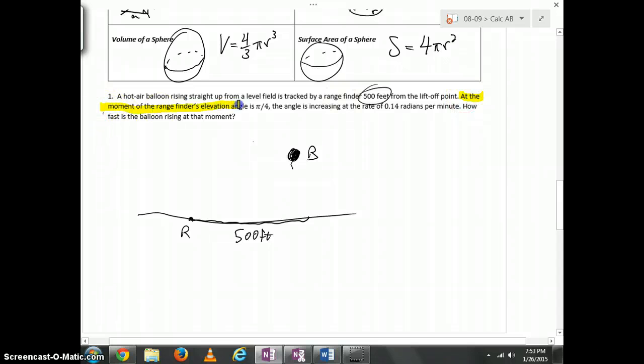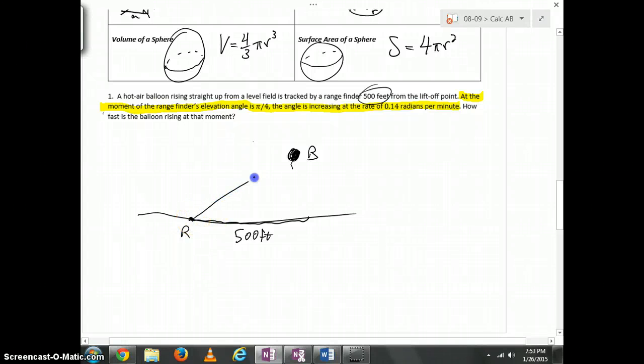of the rangefinder's elevation angle is pi over 4, the angle is increasing at a rate of 0.4 radians per minute. The phrase at the moment is a friendly reminder to let you know that this angle is not always going to be pi over 4 radians, or equivalently 45 degrees. Rather, this angle of elevation will just, for one brief instant, be pi over 4.